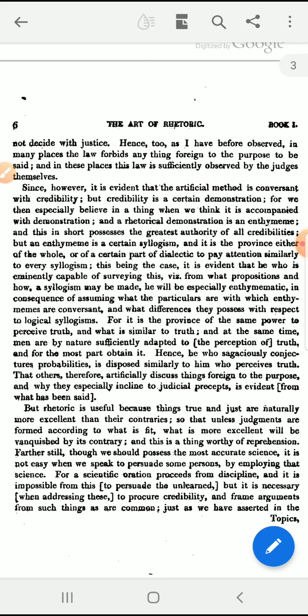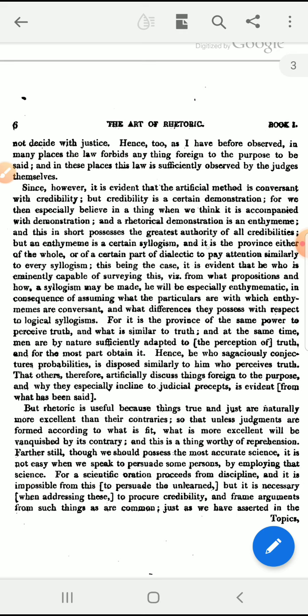An enthymeme is a certain kind of demonstration. It is a rhetorical demonstration. Aristotle writes, "And this, in short, possesses the greatest authority of all credibilities or proofs." An enthymeme is a certain syllogism. An enthymeme is a kind of syllogism.